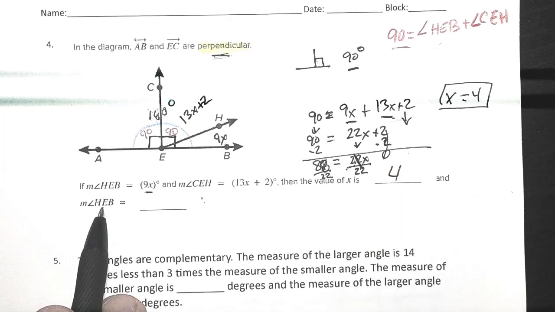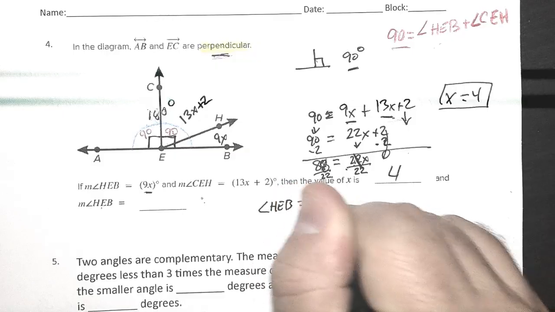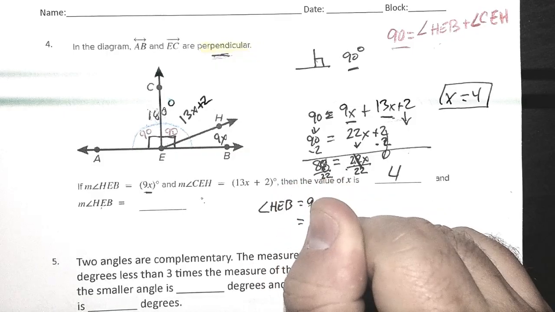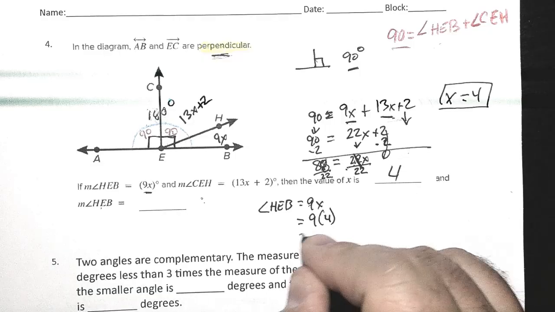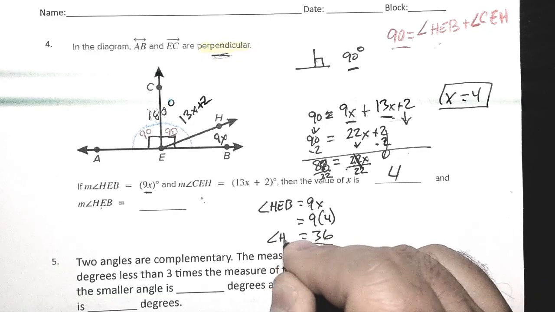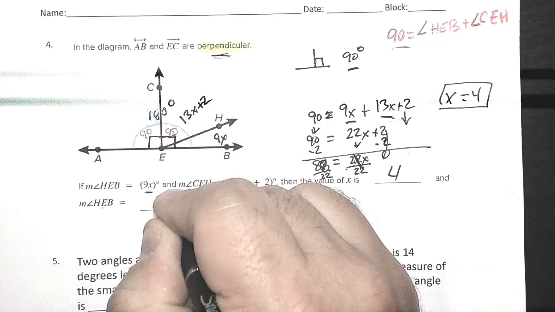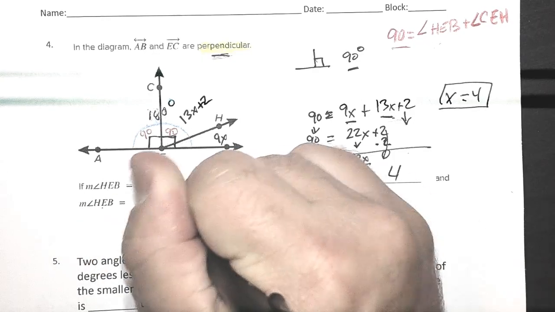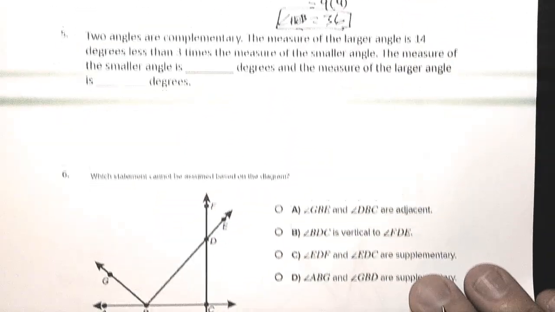Now they want to know HEB. So angle HEB equals 9x. So that equals 9 times 4 because x equals 4, right? 9 times 4 is 36. So angle HEB is 36. So we can write 36 in here. If I can write a better 6. There we go. Scooching up the page.